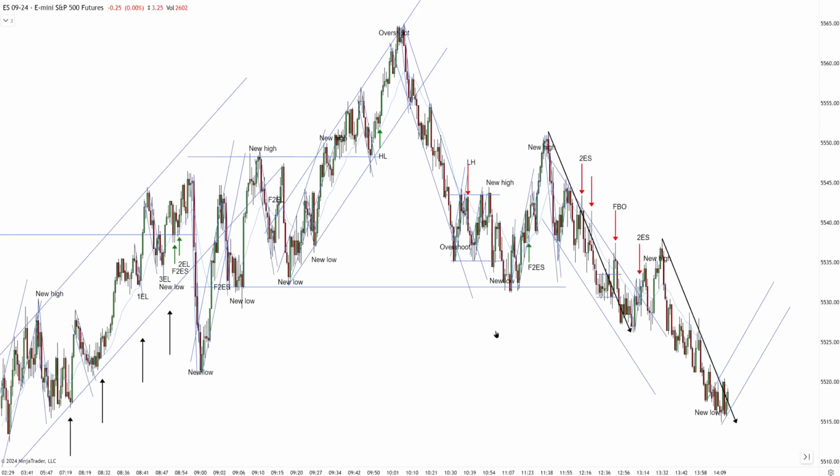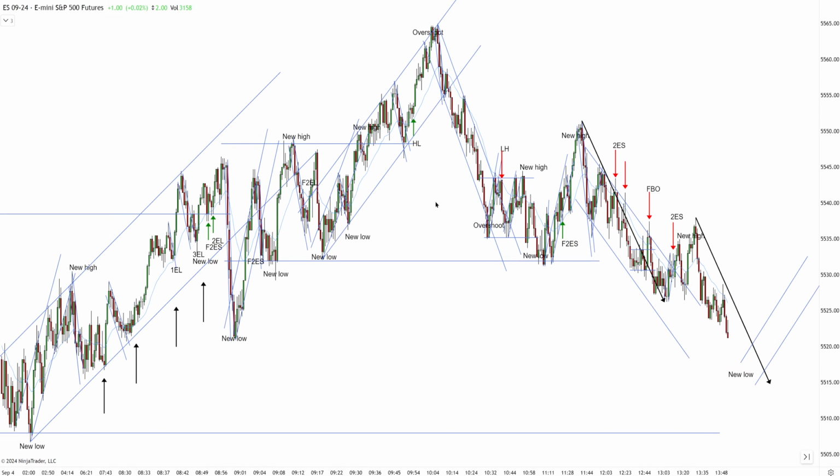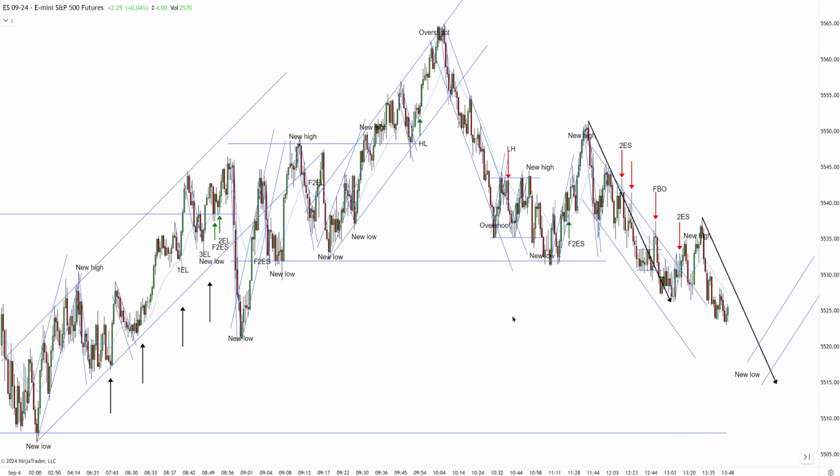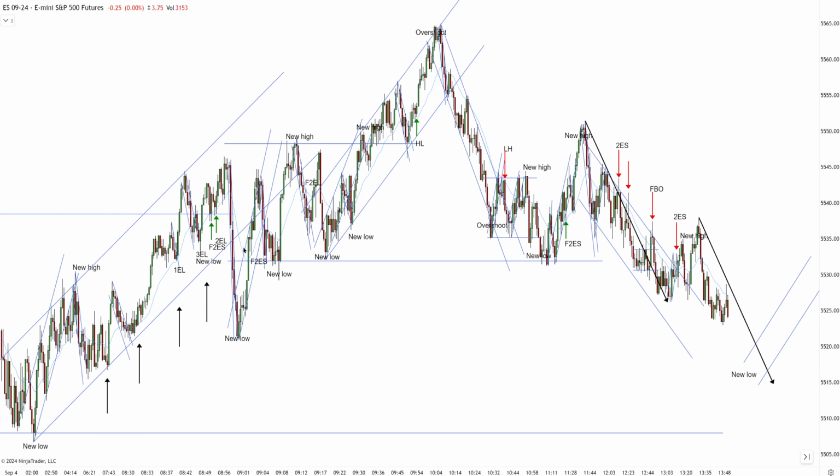So very nice price action, just like we had yesterday. Very predictable. A couple areas where you have to be a little more patient. This area here, but there are a few good setups, and overall it was quite easy to navigate the price action. So I hope you capitalize on today's price action.